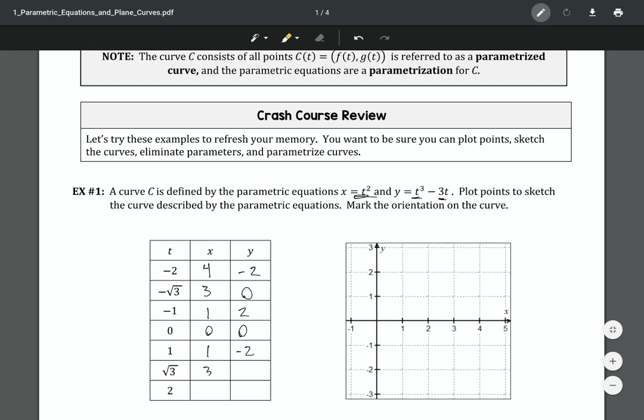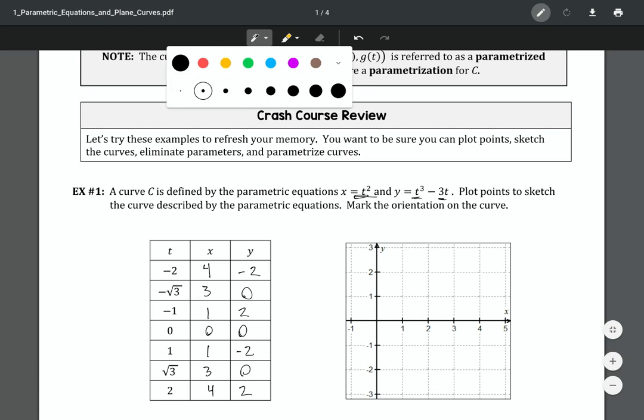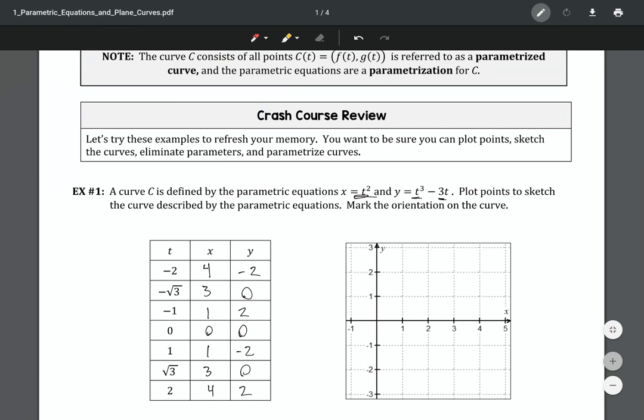Now, when I put these points on the graph, you're not going to think there's anything different here. But there is one main difference when you graph a parametric equation. So I'm going to plot those points that we have here. Let me go with red here. I'm going to plot 4, -2, which is right here, 3, 0, 1, 2, and then we have 0, 0. And then we have 1, -2, and then 3, 0 again, and then 4, 2.